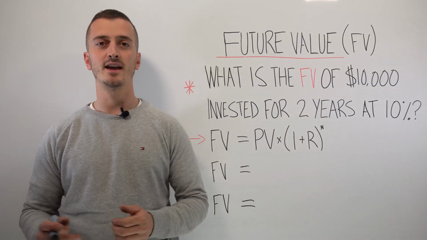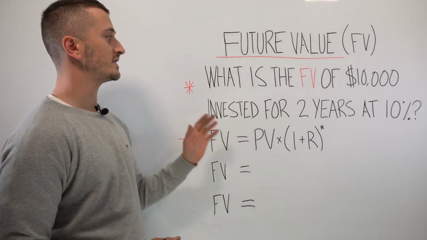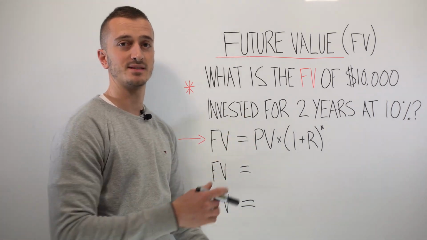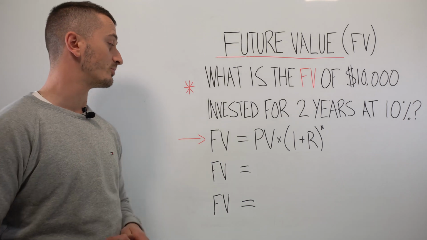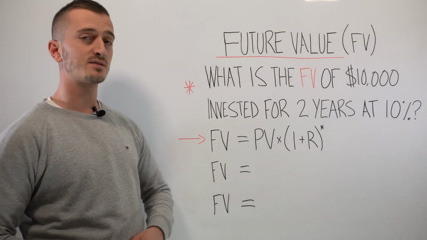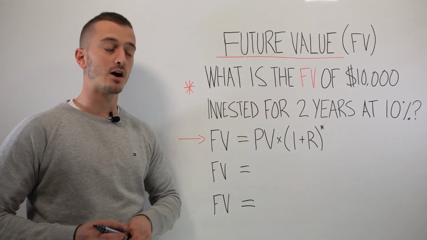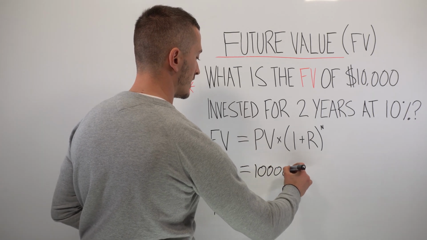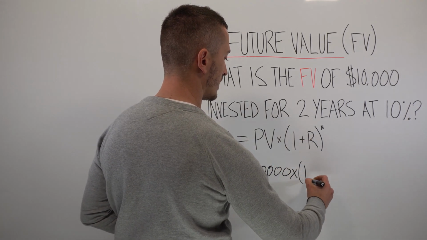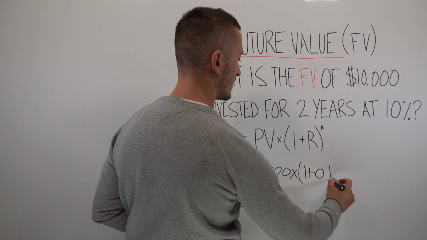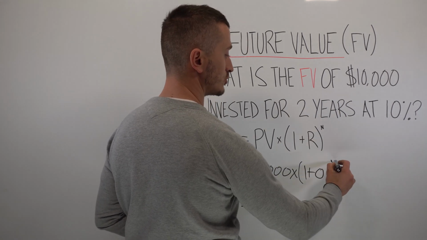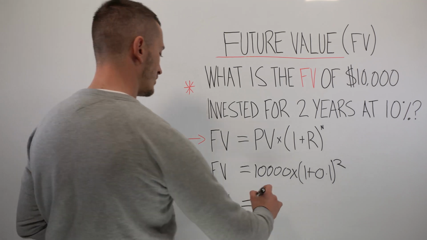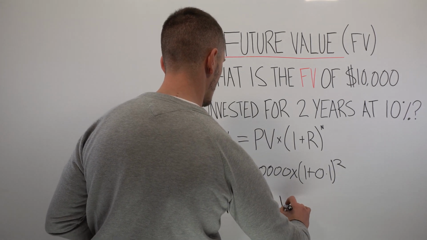Okay, for the first example, we're going to calculate future value. So the question is, what is the future value of $10,000 invested for 2 years at 10%? We're going to start off by using the formula, which is future value equals present value multiplied by (1 plus r) to the power of n. Now we just want to fill this in. Our present value is $10,000, and we're going to multiply this by (1 plus 0.1) to the power of 2 compounding periods. Once you compute that through your calculator, you're going to get a future value of $12,100.